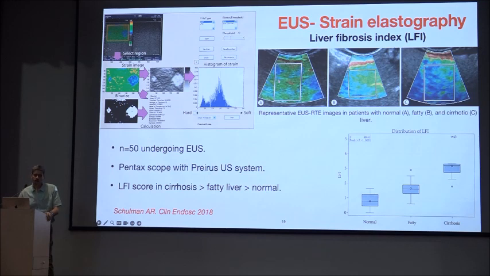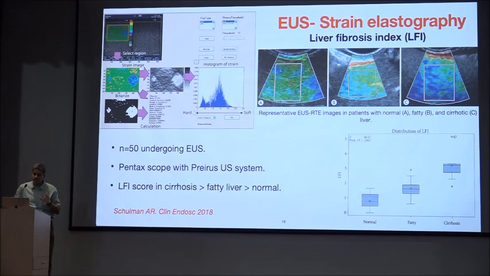Now LFI is a quantitative value, and this study by Schulman in 50 patients undergoing EUS with the Pentax system showed that the LFI score could beautifully discriminate cirrhosis from fatty liver from normal, and in practice we use a cutoff value of 2.56 to discriminate F4 fibrosis on EUS.